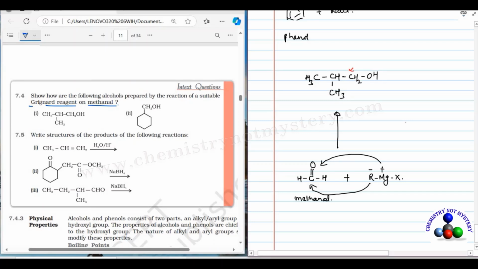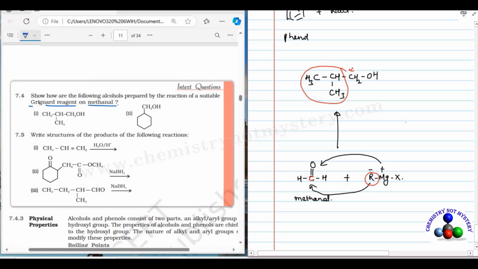Here this is the alpha carbon. This alpha carbon is the same carbon of the aldehyde. So now we have identified which is the alpha carbon. Now you have to identify the R group. So this will be the R group. So now you can identify the R group.